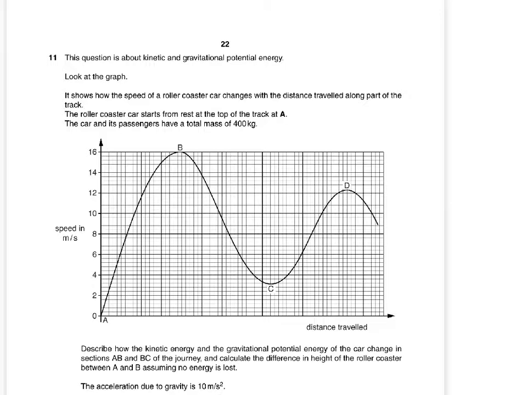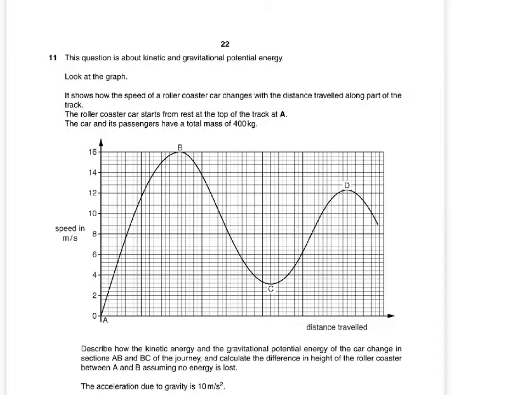All right, so question 11. This question is about kinetic and gravitational potential energy. It's a 6-mark question. It's a question that university people did pretty poorly on. And the main reason for that is because lots of people understood the changes between kinetic and gravitational potential energy in a roller coaster, but they didn't interpret the graph correctly.